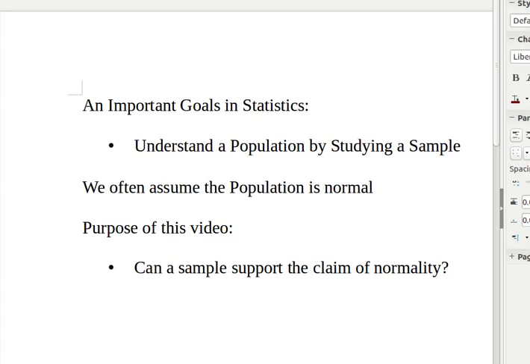The purpose of this video is to look at ways that the sample can support the claim or disagree with the claim that a population is normally distributed.